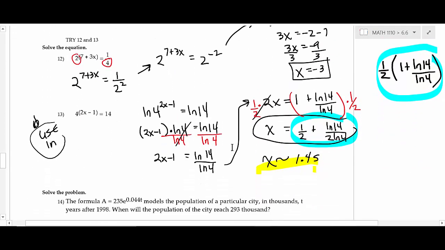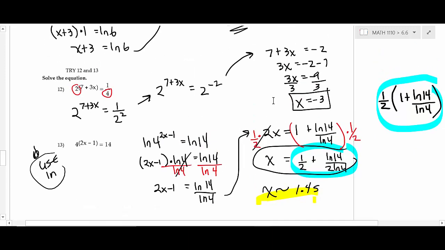All right, we got anything on number 12? That one should have been pretty straightforward. I kind of started you. What'd you get? -3? Okay, you should get -3 on that one. Okay, did anybody get a decimal answer on the second one? I'm just curious.